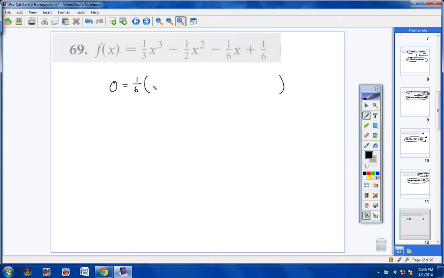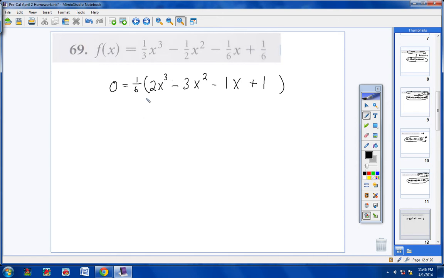If I take 1/6 times 2, that gives me 1/3 x cubed. If I take 1/6 times -3, that would give me a -1/2. If I take 1/6 times -1, that gives me a -1/6, and then a +1 here. Now look what I've done.